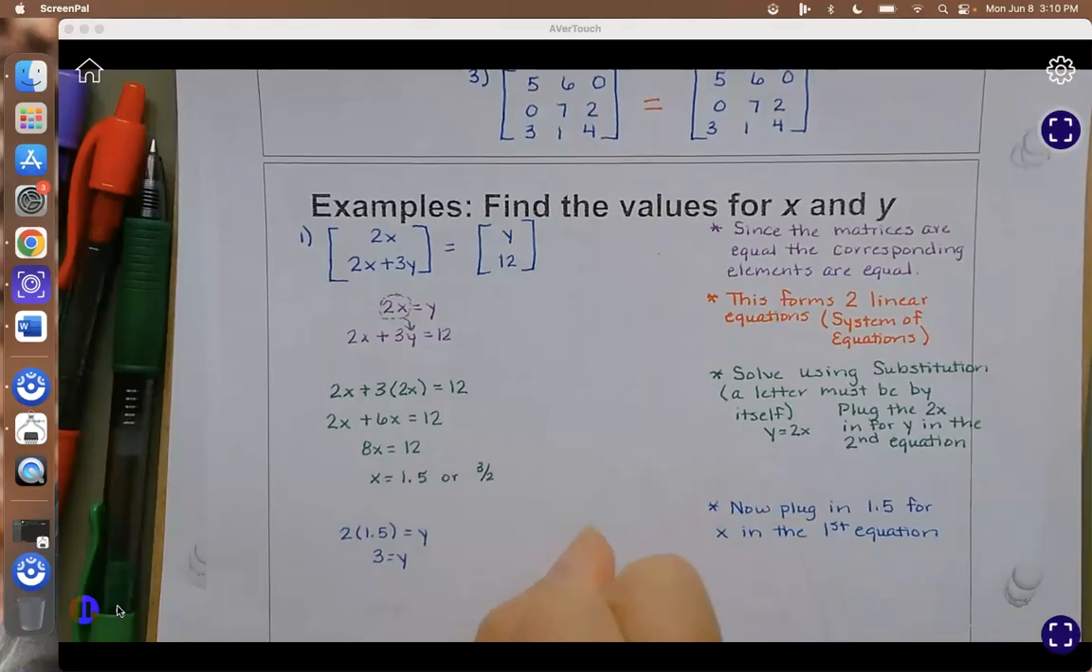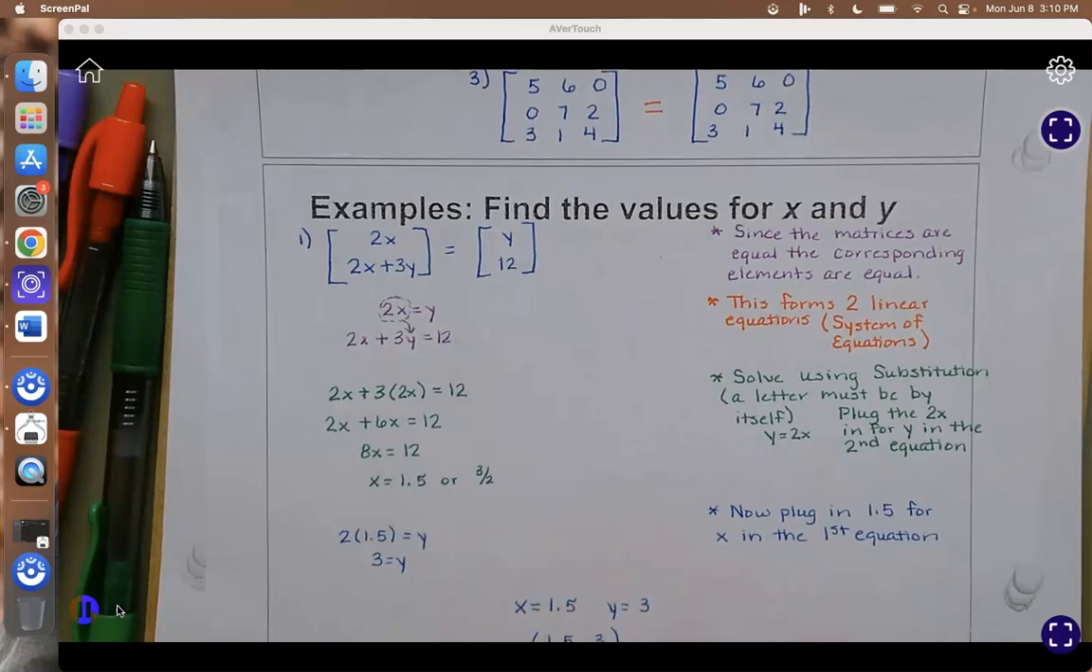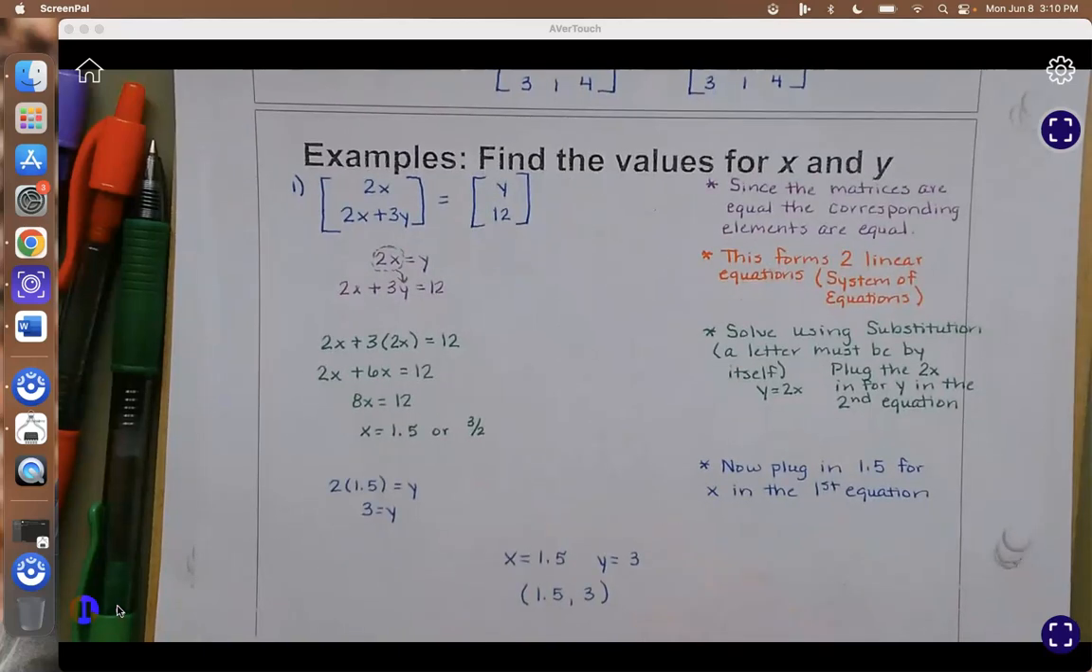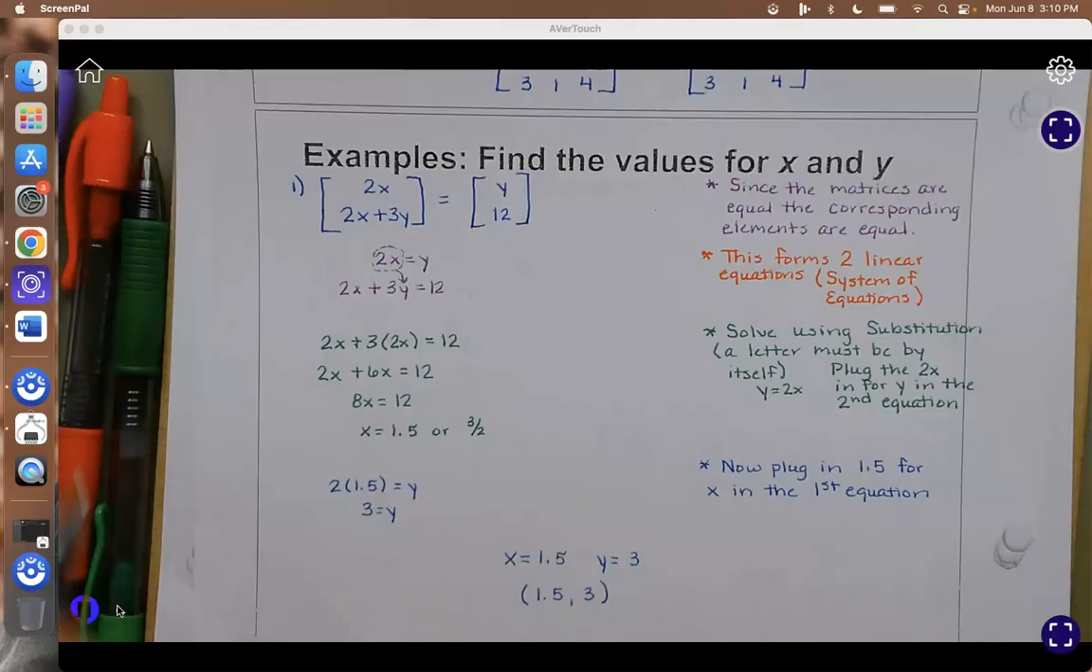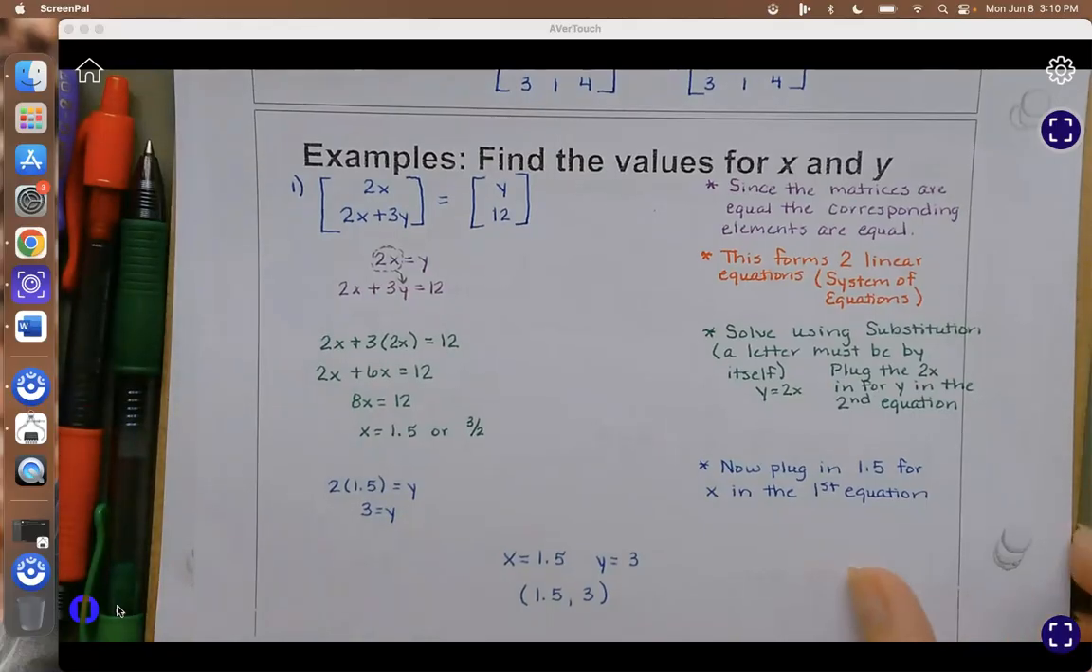Now when you find x and y, you usually write them as an ordered pair. So this would be 1.5, 3. But I also would take it this way. That would be fine as well. So if you need to pause that and get caught up there, that's perfectly fine. All right, we're going to do 2 more of these and then we'll do an application problem.